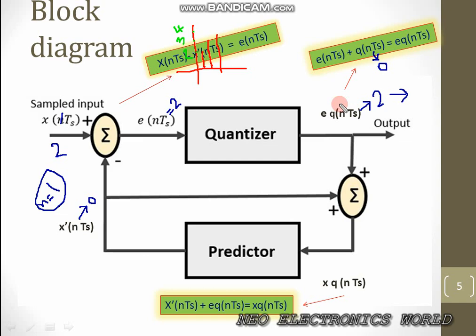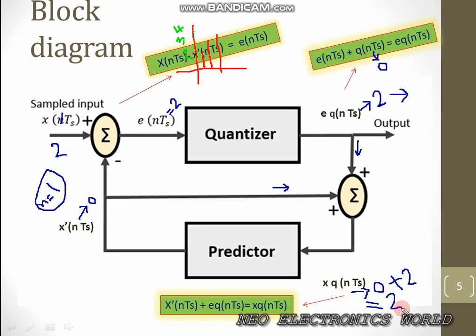Am I right? It's just an example; this value will be differing. Okay, this EQ of NTS will come here, and this x dash of NTS will also come here at the comparator, and this will be added. It's shown in this equation. Okay, and it will produce this x of NTS. And what will be the value of x of NTS? It's just x dash of NTS plus EQ of NTS, which is 0 plus 2, equal to 2.